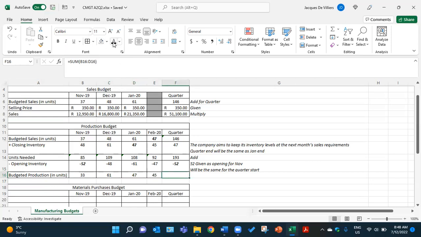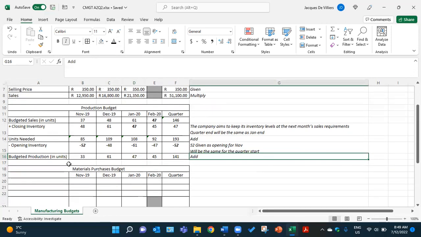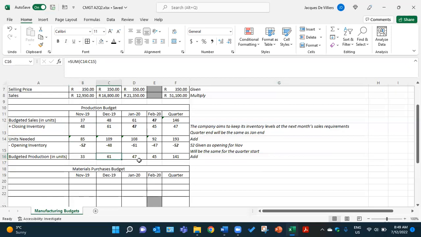Okay, all of that I simply add. This is my production budget, the number of units that I need to produce in each month. And of course, in November, it's a little lower than my expected sales, because I still had this additional 52 pairs on hand, and I was only expecting to sell 37. Okay, but for everything else, the opening inventory is exactly the same as my budgeted sales.